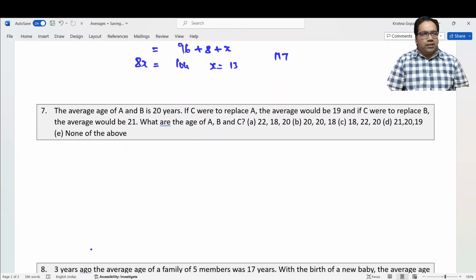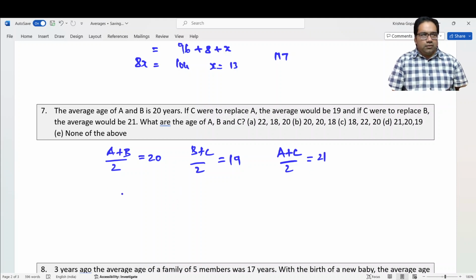The average age of A and B is 20. If C were to replace A, then the average would be 19. If C were to replace B, the average would be 21. Very good. A plus B by 2 is equal to 20. If C were to replace A, what does that mean? B plus C by 2 is equal to 19. If C were to replace B, that means A plus C by 2 is equal to 21.